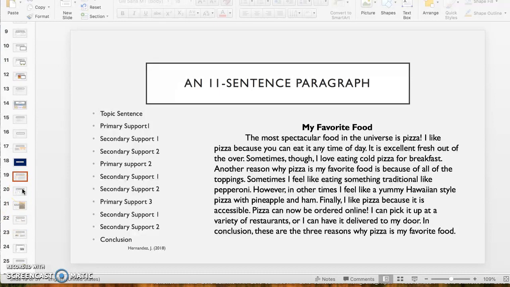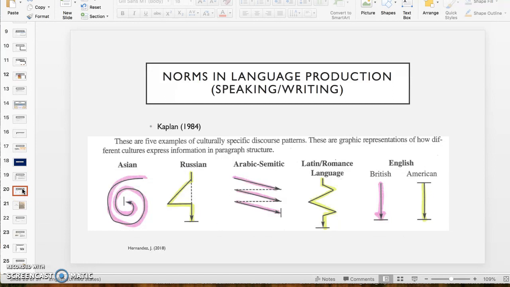Once we identify that, let's problematize this a little bit. So I'm introducing you guys to norms and language production for speaking and writing. And again, norms are just these unwritten rules for how things work. So oftentimes, using standard American English, we write in that very linear pattern that you saw above or just a minute ago.